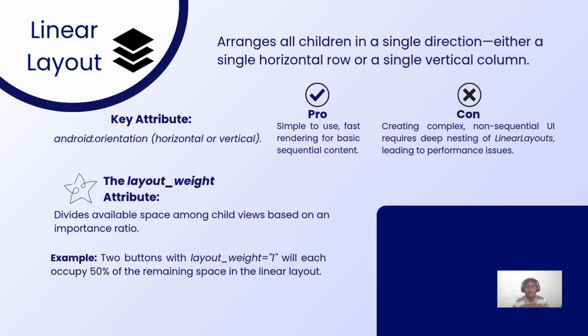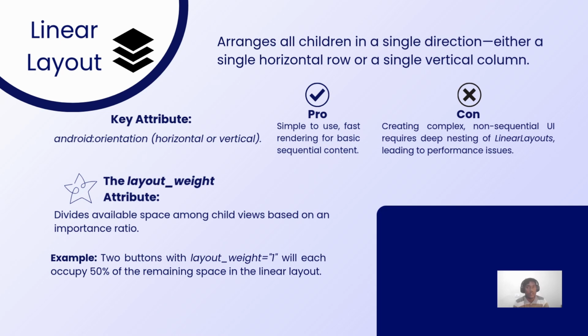Linear layout. The linear layout is the simplest. It arranges all its children in a single direction, either a single horizontal row or a single vertical column. Its key attribute is orientation, which can be horizontal or vertical. This layout comes with some pros and cons. Pro, it's simple and fast for basic sequential content. Con, creating complex UIs with it requires deep nesting, which as we discussed before is bad for performance.